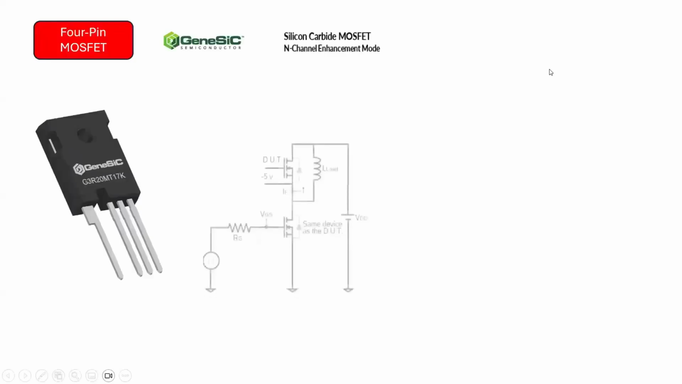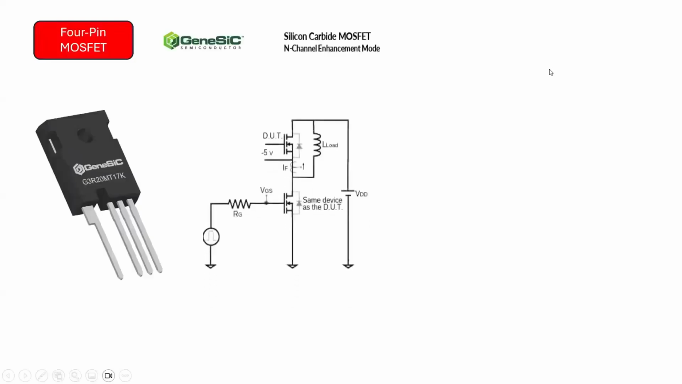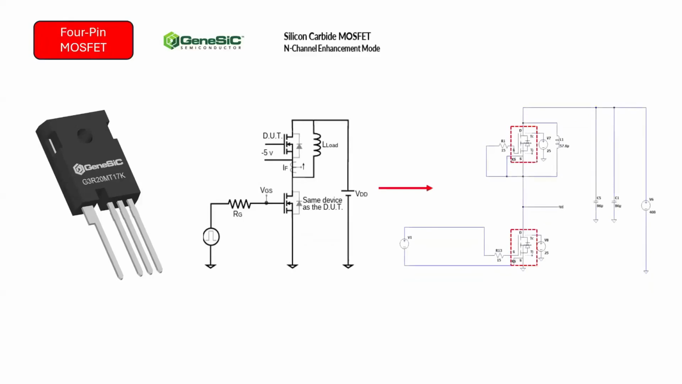The datasheet for the GeneSiC Semiconductor G3R20MT17K device recommends using a repetitive circuit to better understand its electrical characteristics. This circuit has been replicated in LTspice to evaluate the performance of the G3R20MT17K device. The actual model of the G3R20MT17K device was downloaded from the manufacturer's website, and it was implemented in the circuit using the recommended parameters.